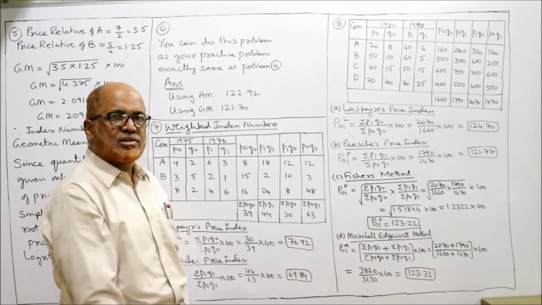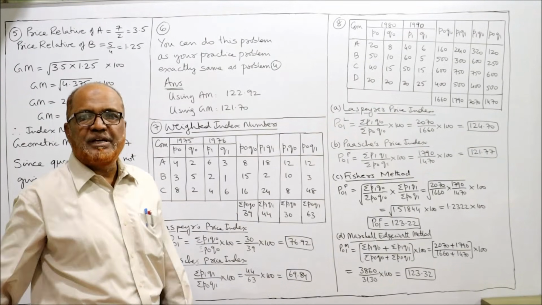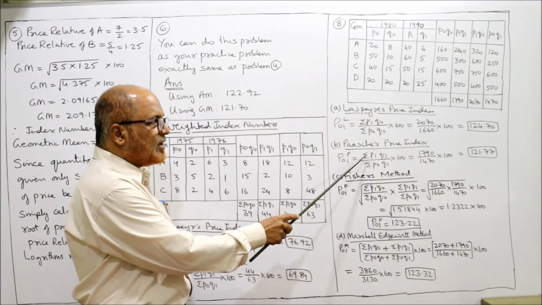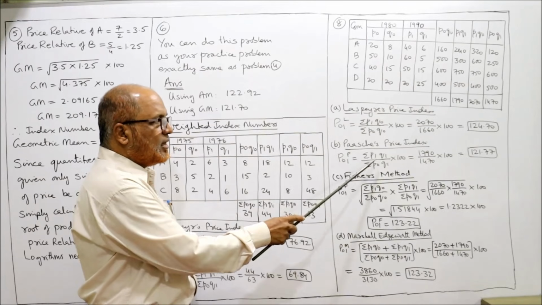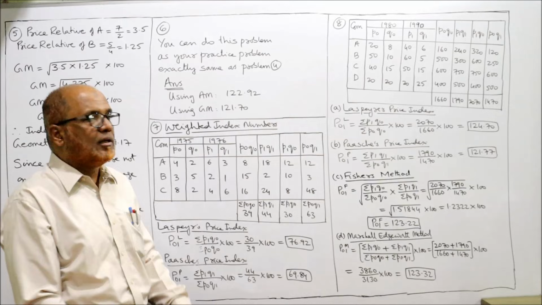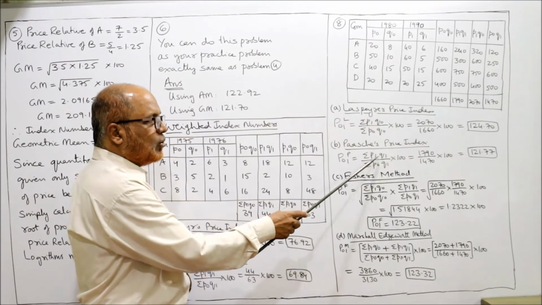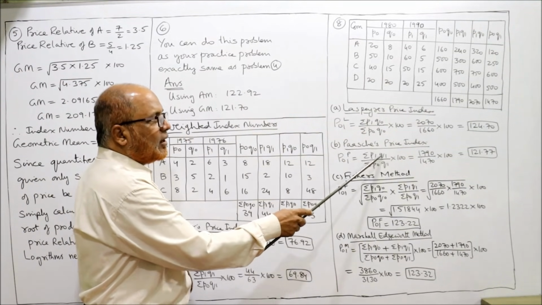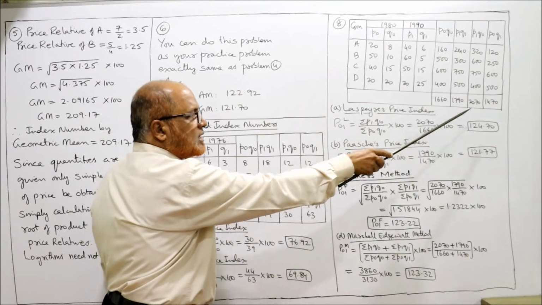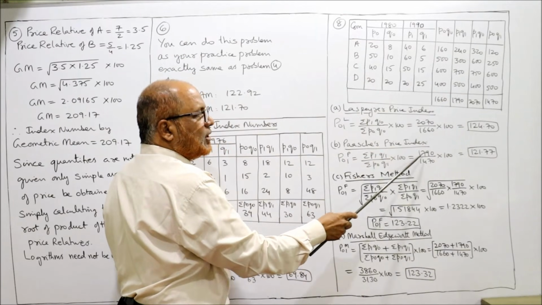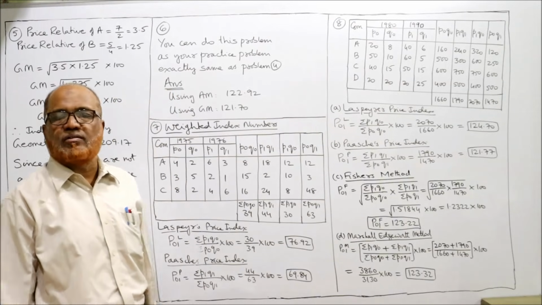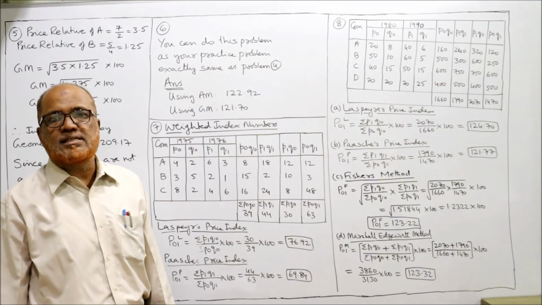Same case Paasche's: P01P, P stands for Paasche's. Summation P1 by P0, as it is we write in every case. Now multiply the current year quantity, Q1, in numerator and denominator. So P1Q1, which is 1790, and P0Q1, which is 1470. So 1790 divided by 1470, 121.77. This is the Paasche's price index.